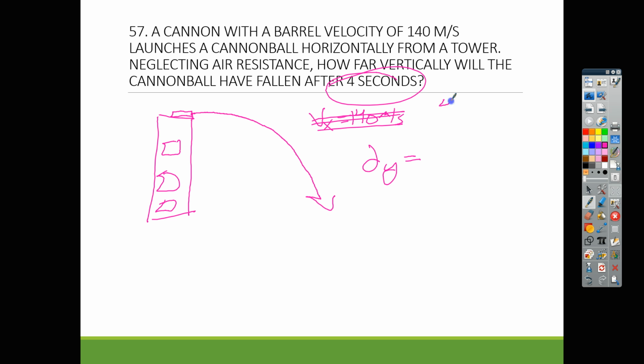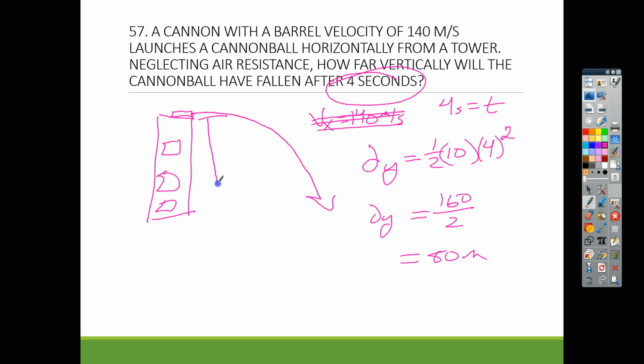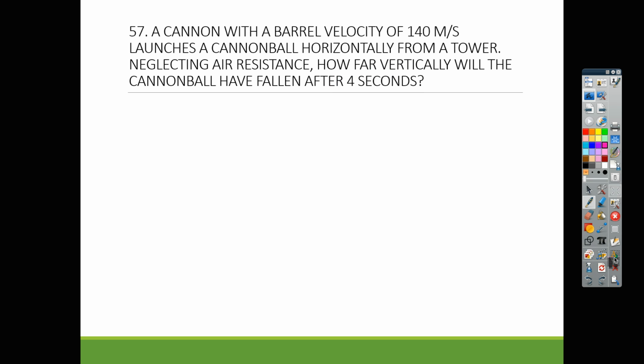We just need that 4 seconds, and that's equal to our time. So that'd be 1/2 of 10, so 1/2 g, and then this is t squared. So this would be 4 squared. So 16 times 10 is 160 divided by 2 for our distance in the y. So your distance should be 80 meters. That is how far it would fall in those seconds. That could be here. That could be here. It just depends on how tall the tower is. If the tower was 80 meters tall, it would go all the way to the ground. So we don't know how tall the tower is. We just know that it falls 80 meters in that time. And that is the end of the conceptual questions.